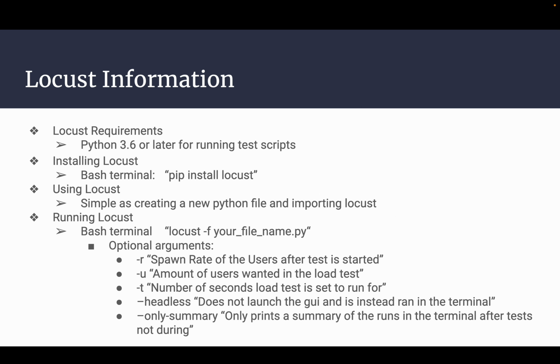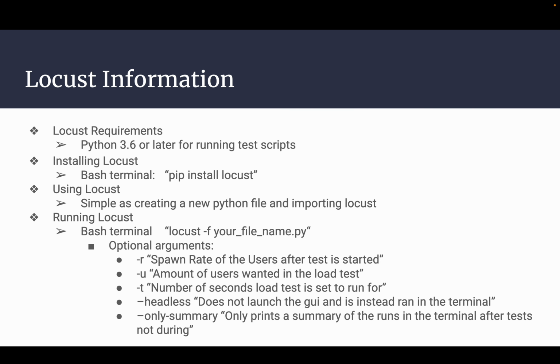And for Locust information, the requirement for Locust is Python 3.6 or later for running test scripts. To install Locust, you can write in a bash terminal: pip install locust. And using Locust is as simple as creating a new Python file and importing Locust. Running Locust is: bash terminal, locust -f your_file_name.py.